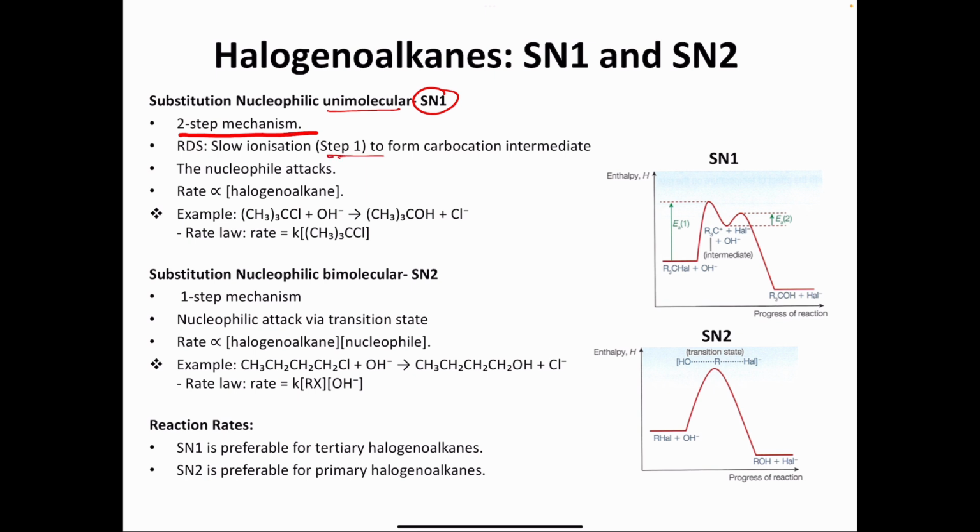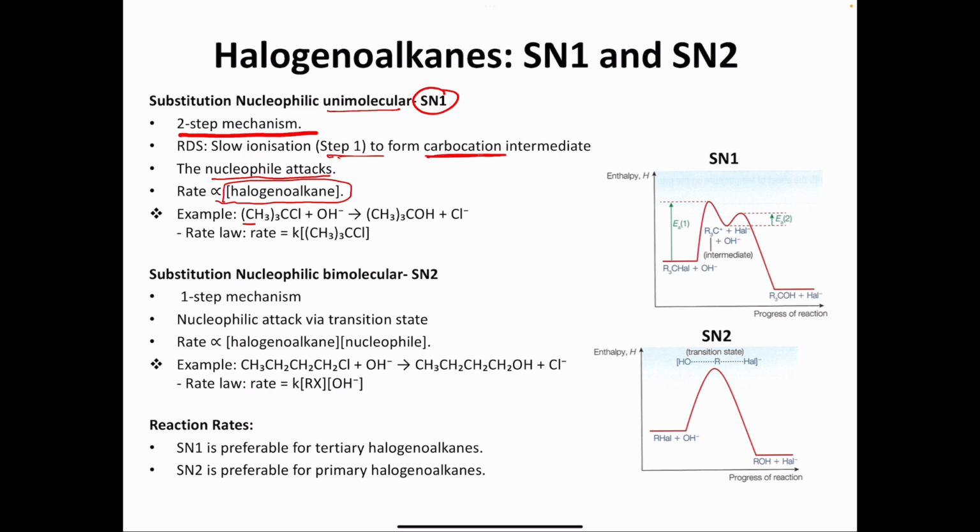The halogenoalkane is converted into a carbocation intermediate, and then in the next step, the nucleophile is going to attack. So since only the halogenoalkane was present until the rate determining step, or in the rate determining step, the rate is going to be proportional to the concentration of the halogenoalkane only.